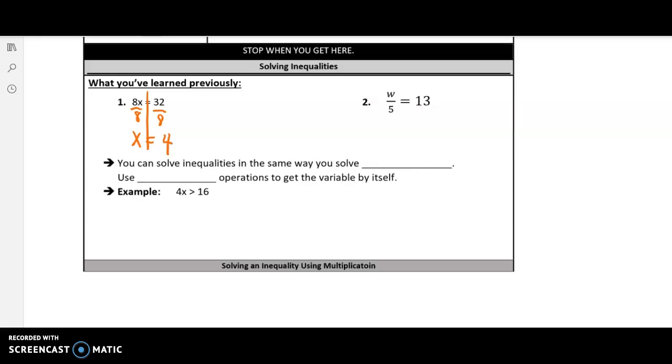And then when we had a letter and then a number below it, we learned that this means division, so to get rid of it, we are going to multiply by that number on both sides. And that leaves us with W equals 13 times 5 is 65. So we can solve inequalities the same way that we solve equations.